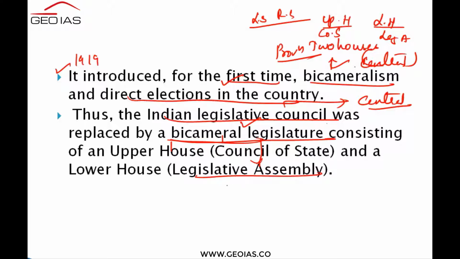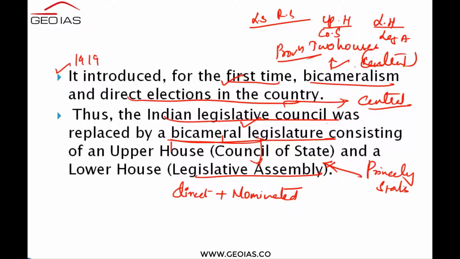In both the houses, there were members who were directly elected and who were nominated also. The Rajwadas, or the princely states, were given permission to nominate some persons to the upper house, the Council of State. In British ruled territories, direct elections were held, and whoever wanted could enter this lower house.